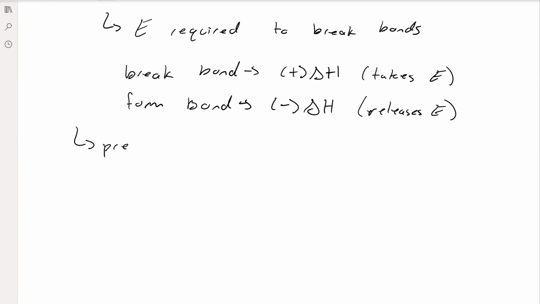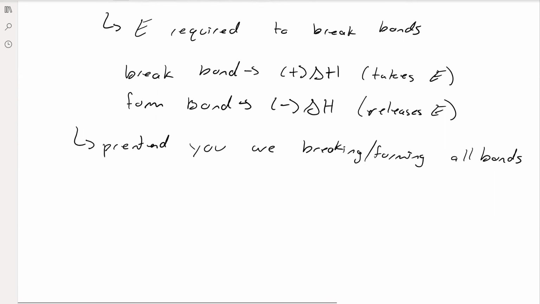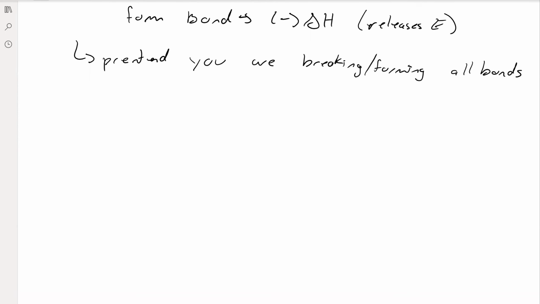So what we're going to do here is just pretend you are breaking or forming all the bonds, right? That's not necessarily how it happens in a chemical reaction. All the bonds don't break, only some of them do. But since delta H is a state function, we don't care about what happens in the intermediate steps. We just care about the beginning and the end.